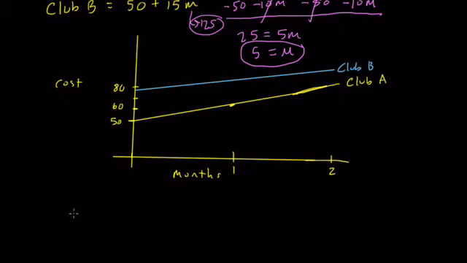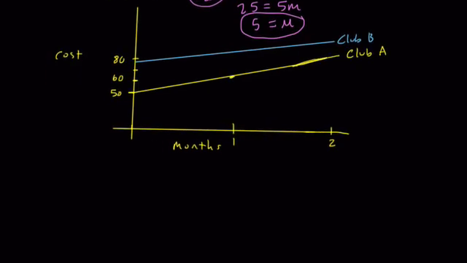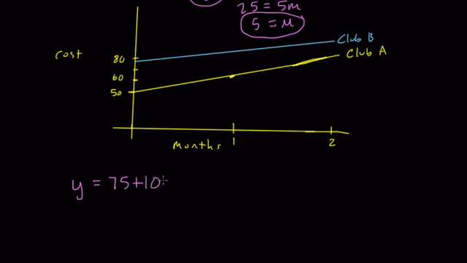But let's say Club A is equal to cost y. So Club A is going to be y equal to, what was it again? 75 plus 10 per month. And Club B will also say equals y, because at some point they're equal to each other, equals 50 plus 15 per month. So again, this is not preferable in this case. However, it does work. So we can subtract one from the other.